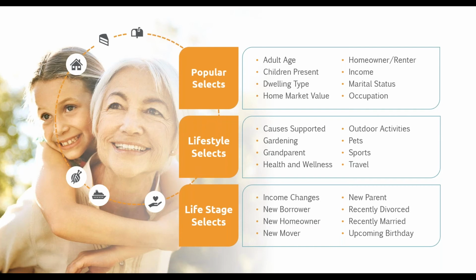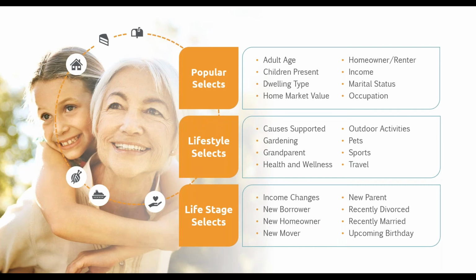Now, we can also drill down into lifestyle selects that are available on that individual. So certain causes that they support, if they have an interest in various outdoor activities, so maybe hiking or walking, biking, the types of pets that they want. Do they have an interest in dogs, or are they more of a cat lover? Are they a grandparent? What are their feelings toward their health and wellness? So these are all types of lifestyle information that we can pull together on an individual.